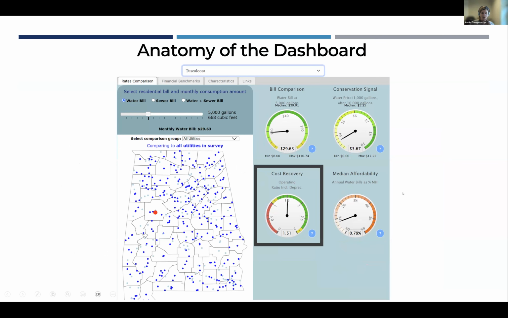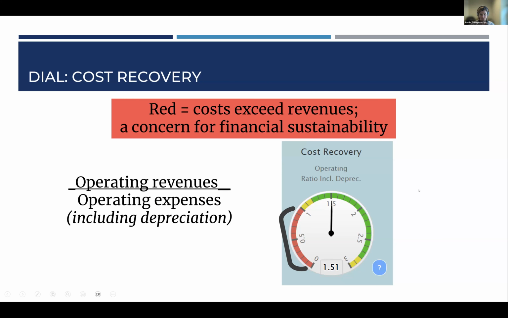So we'll start with cost recovery. So the cost recovery is essentially, it's also known as the operating ratio. So that's the ratio of operating revenues to operating expenses, including depreciation. So we do include depreciation for any of these dials, at least on the landing page for cost recovery. And that's because we often work with utilities who are trying to figure out how to plan for future capital. And depreciation, the depreciation of your existing assets, usually gets utilities kind of headed in the right direction in terms of setting aside some money for future capital improvements. So that's why we always include depreciation.